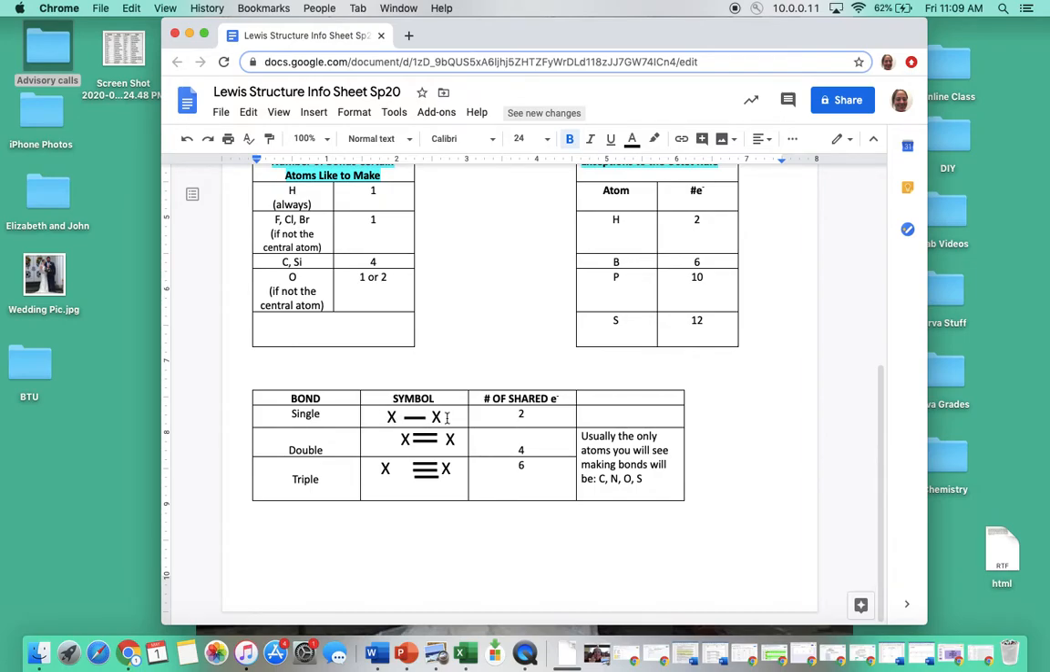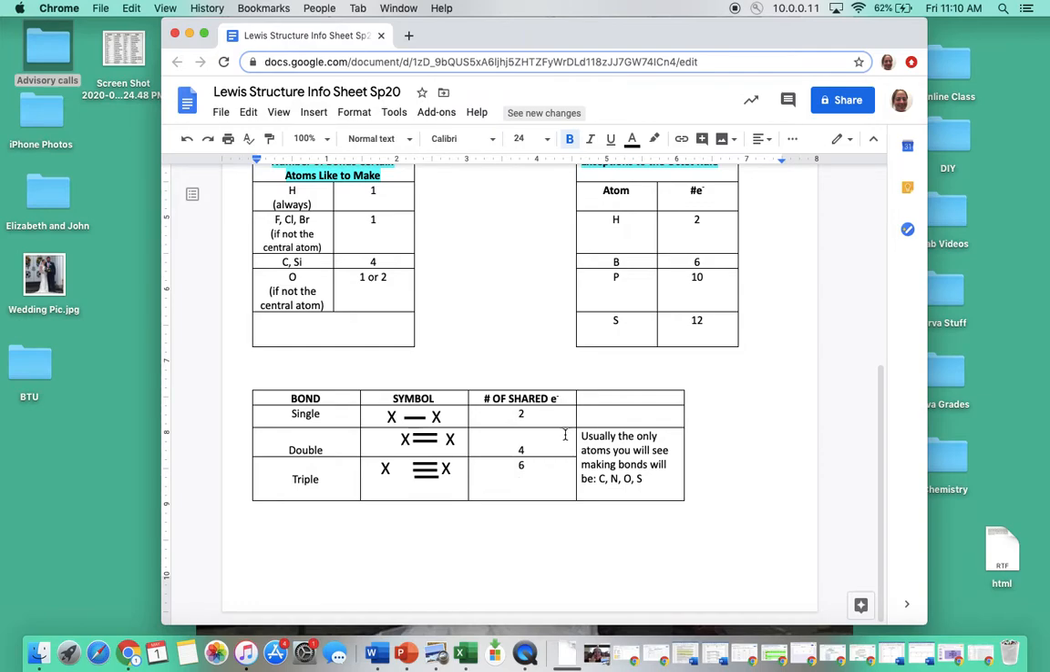So when I say a single bond, it is going to be represented by 1 line with an element on each side. A double bond would have 2 lines, and a triple bond would have 3. So each line represents 2 electrons. So if there's a single line, it's 2 electrons. If there's 2 lines, it's 4. And if it's a triple bond, it's going to have 6 electrons.